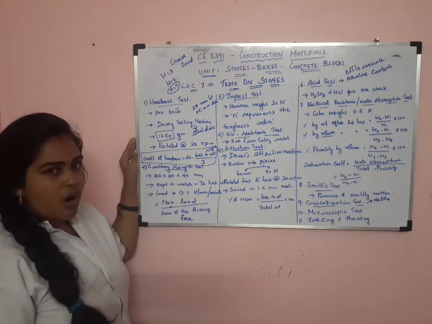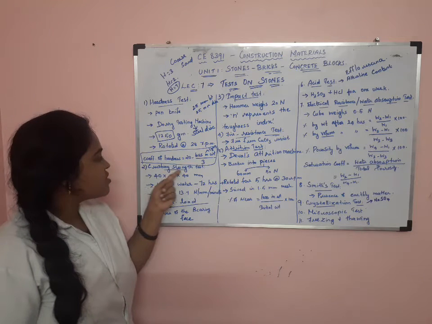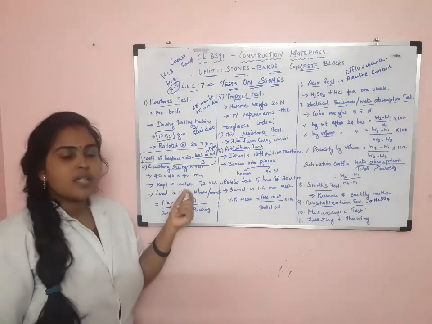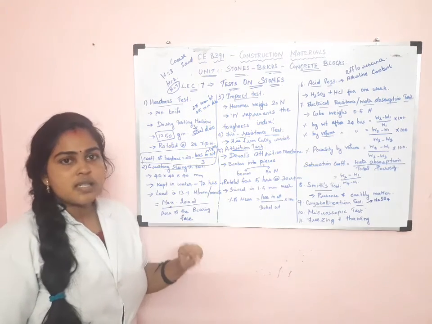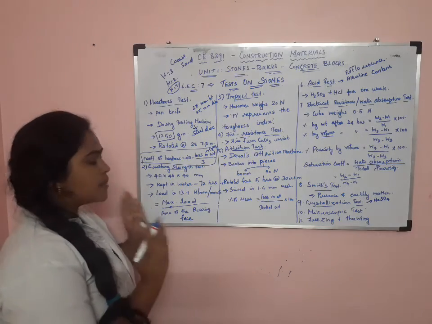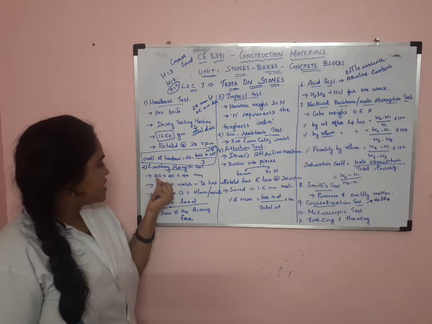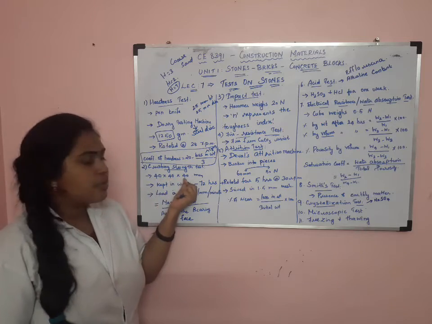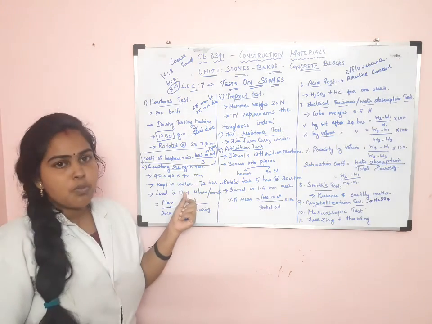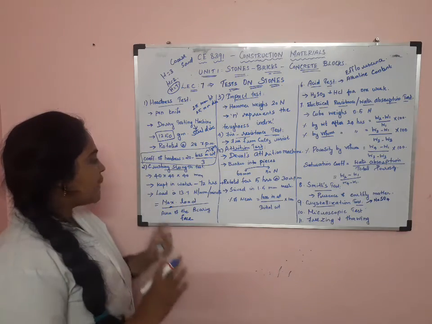So this is about the hardness test. The second test is the crushing strength test. The crushing strength test is also known as compressive strength test. For calculating the compressive strength, a specimen of size 40 x 40 x 40 mm cube is taken.